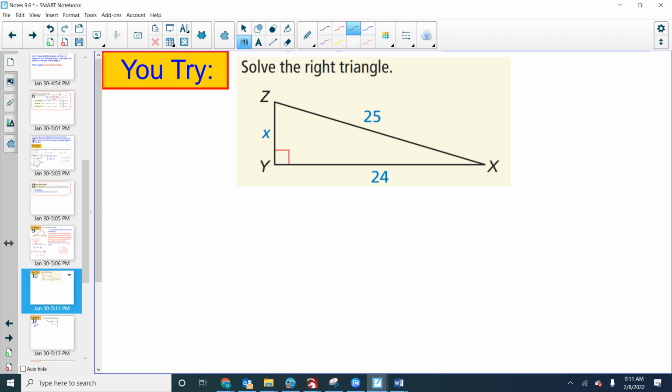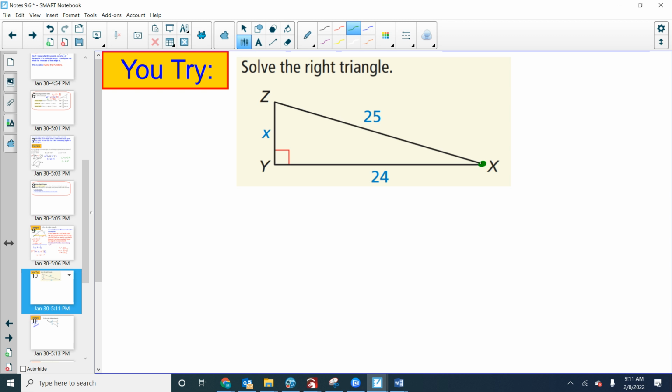Pythagorean theorem to start? Yes or no? Yes. Yeah? What would you be careful of? You're not finding the hypotenuse. So it's going to be x squared plus 24 squared equals 25 squared. All right? We're not going to solve it, but Jared, what angle would you want to find first? X. Okay, if Jared wants to find x, my pencil goes here.